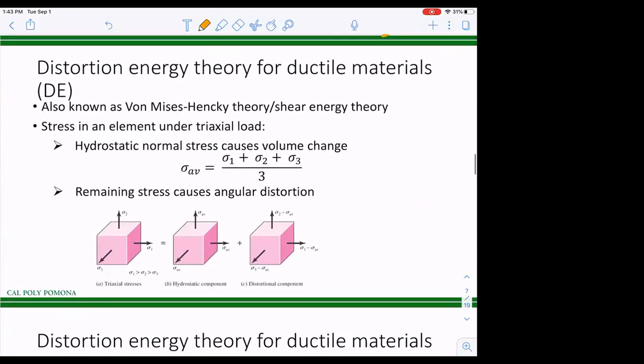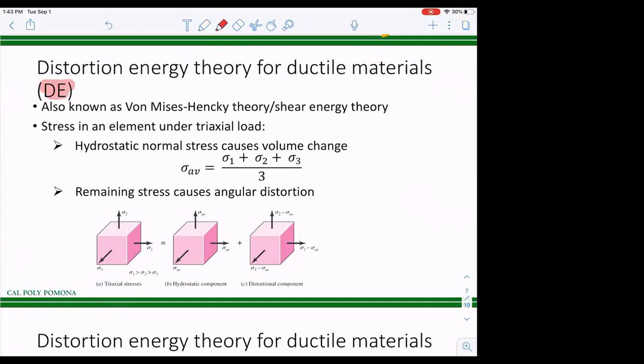Now we're going to look at what is called the distortion energy theory for ductile materials. You're going to see this. This theory is used a lot. It is a more common theory to use. So this is the distortion energy theory, DE.